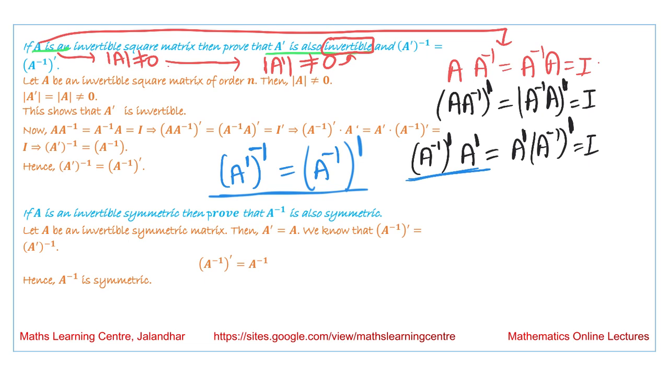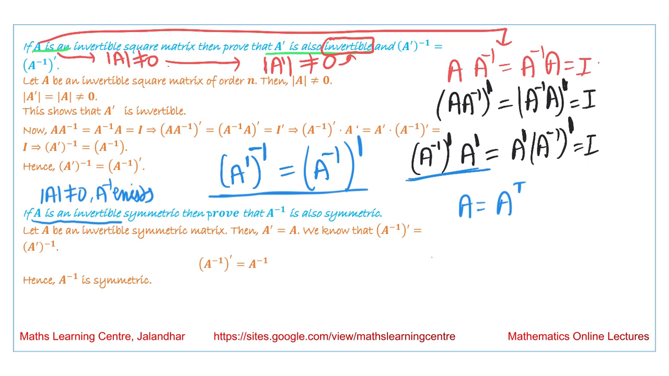Next is, if A is an invertible symmetric matrix, then prove that A inverse is also symmetric. Now the first thing that is given is A is invertible. It means determinant of A is not equal to 0 and A inverse exists. And further it is given that it is symmetric. It is symmetric means A is equal to A transpose. We have to prove that A inverse is also symmetric.